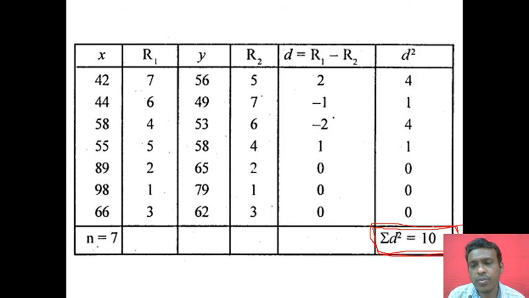So let's note down the Spearman's rank correlation formula. Spearman's rank correlation formula is given by rho equal to 1 minus 6 into summation d square, divided by n cube minus n. Summation d square, how much we have got? 10. Here n is 7, so this becomes 7 cube minus 7. So just substitute in the formula. Don't forget this 1 when you are substituting. Many people tend to forget this 1.